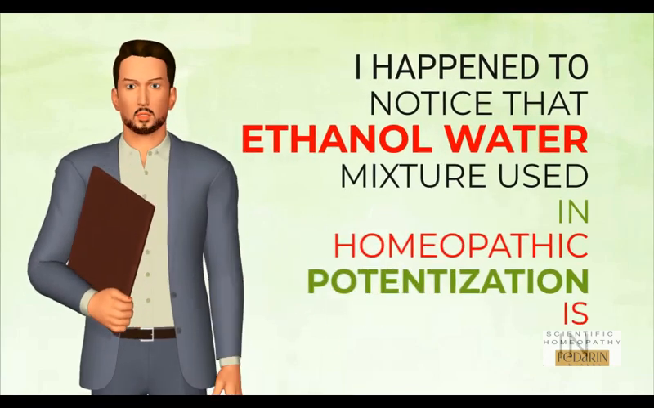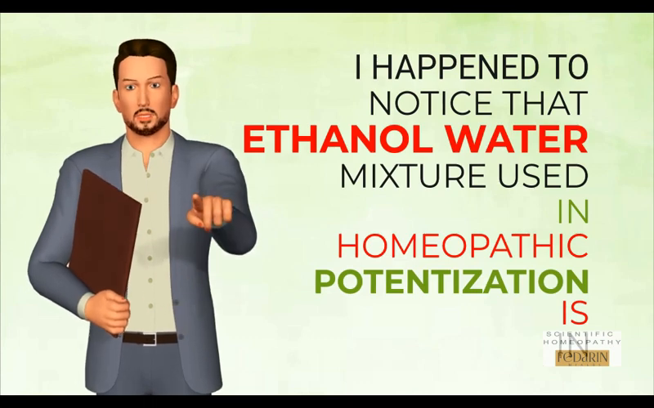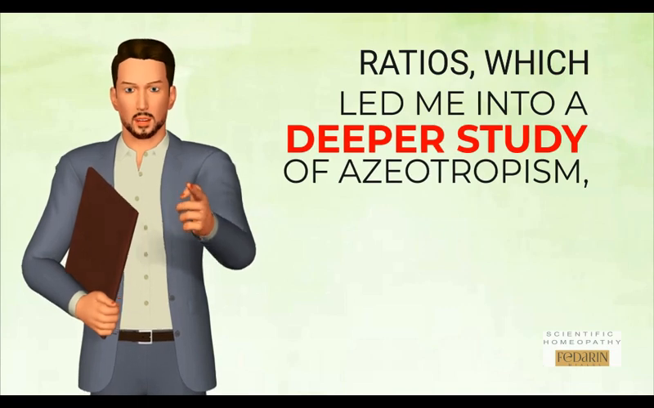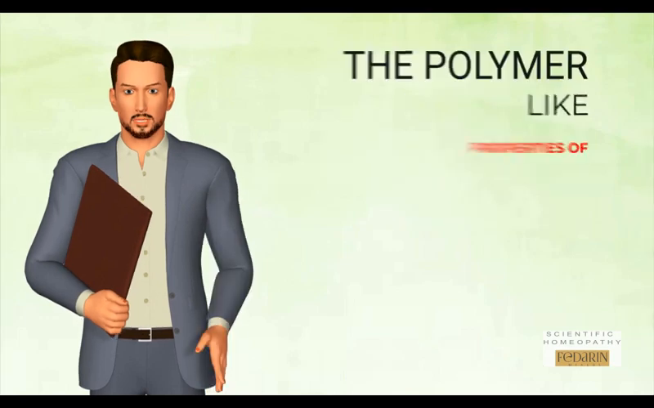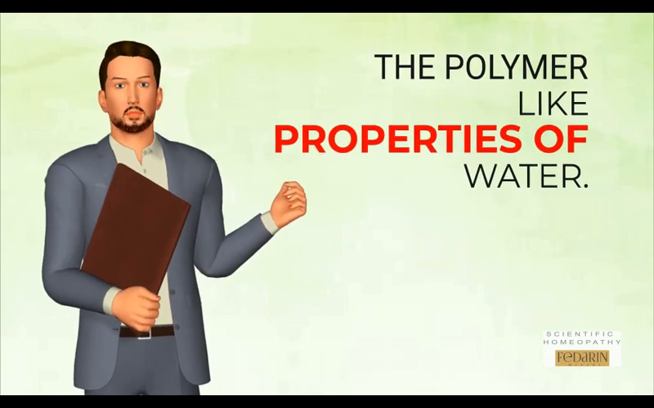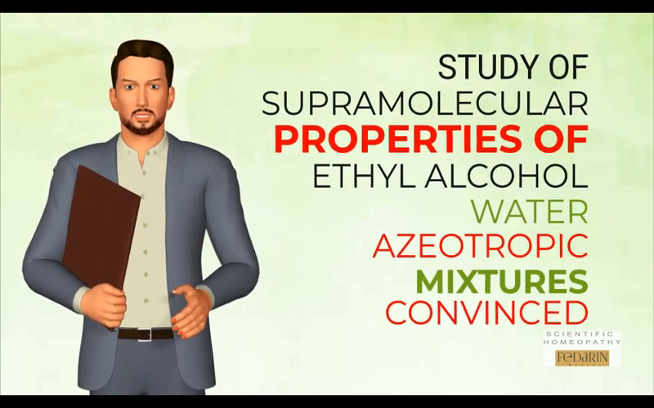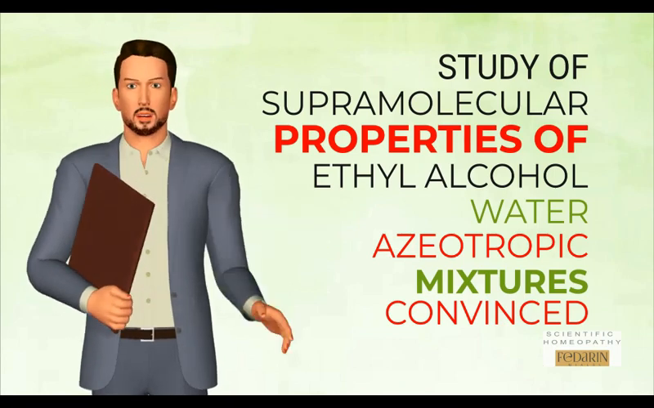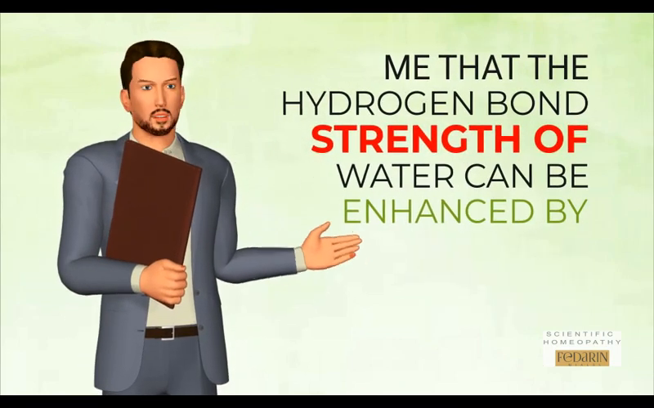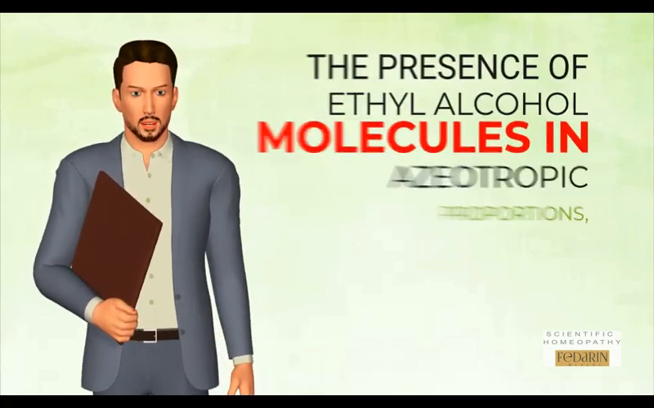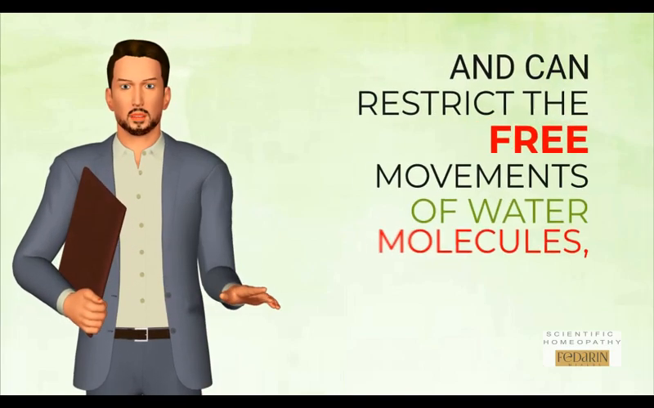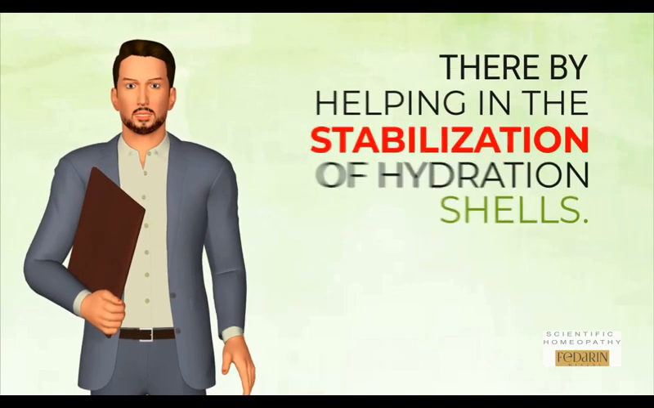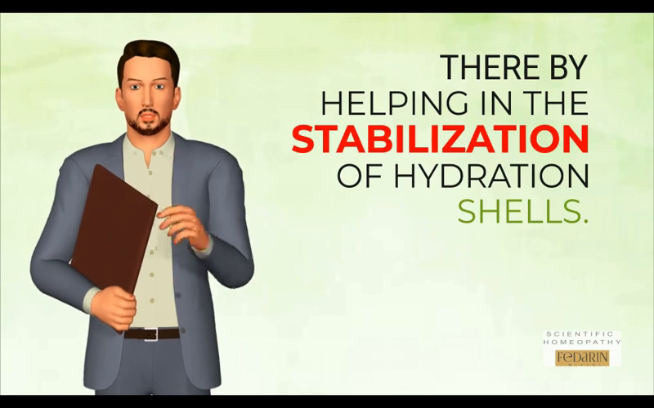I happened to notice that the ethanol-water mixture used in homeopathic potentization is in azeotropic ratios, which led me into a deeper study of azeotropism, and convinced me about the role of this phenomenon in enhancing the polymer-like properties of water. A study of the supramolecular properties of ethyl alcohol-water azeotropic mixtures convinced me that the hydrogen bond strength of water can be enhanced by the presence of ethyl alcohol molecules in azeotropic proportions, and can restrict the free movements of water molecules, thereby helping in the stabilization of hydration shells.